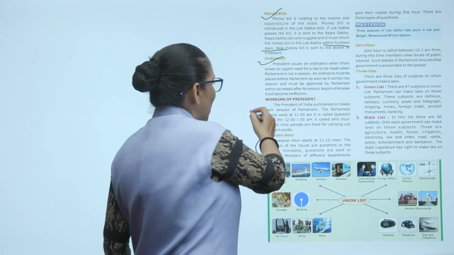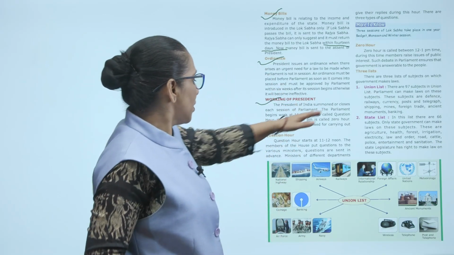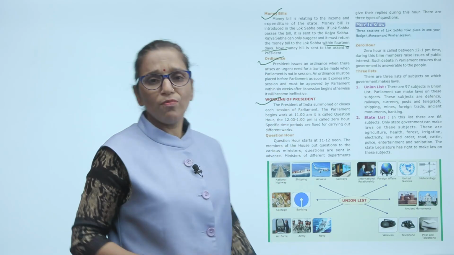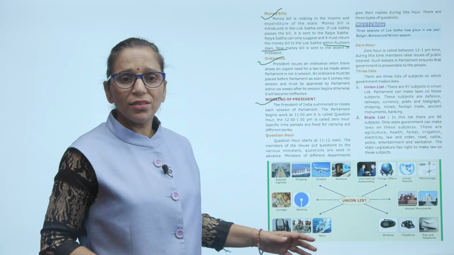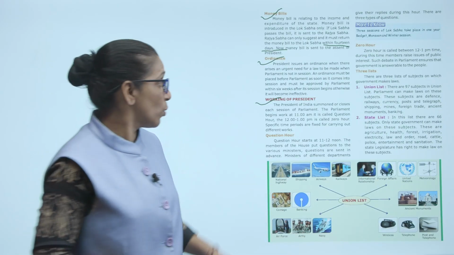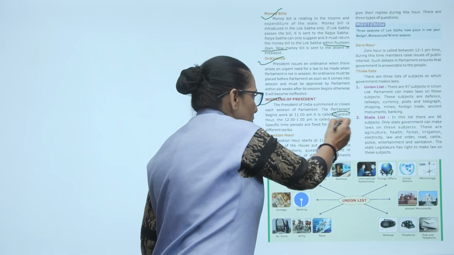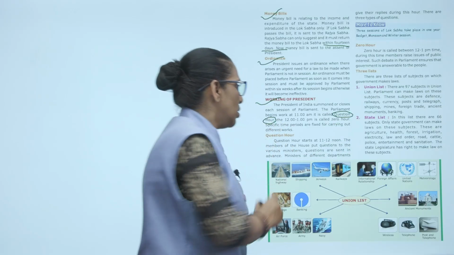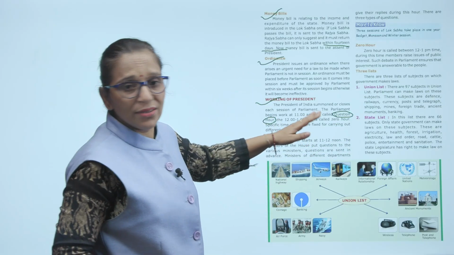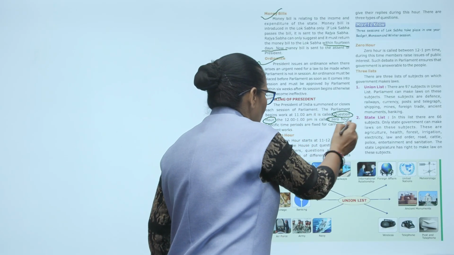Now the working of the President. The President of India summons or closes each session of Parliament. The Parliament begins work at 11 am. It is called the question hour. 11 am is the question hour. 12 to 1 pm is called zero hour.